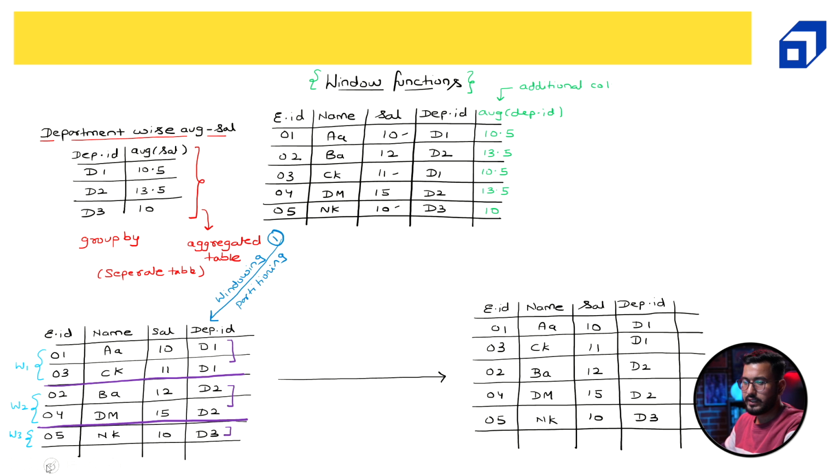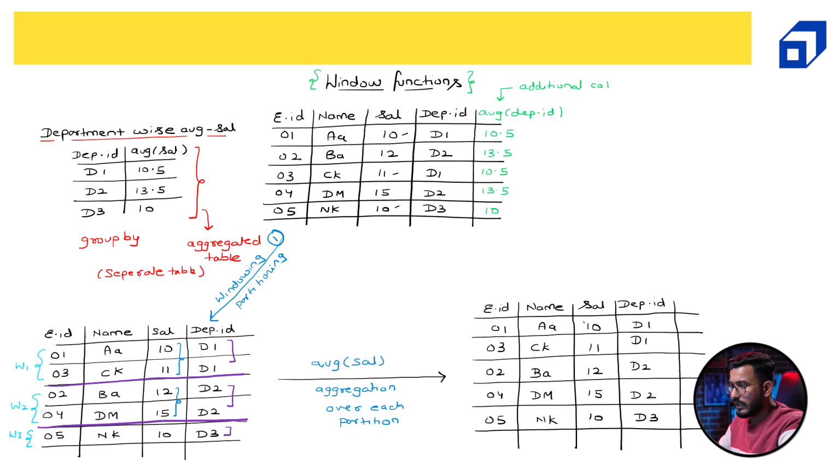Now here what is my objective? My objective is to find out department wise average salary. So now on each of these salary windows or salary partitions, we are going to apply the average aggregation function, average of salary. So I'm basically going to perform aggregation over each partition.